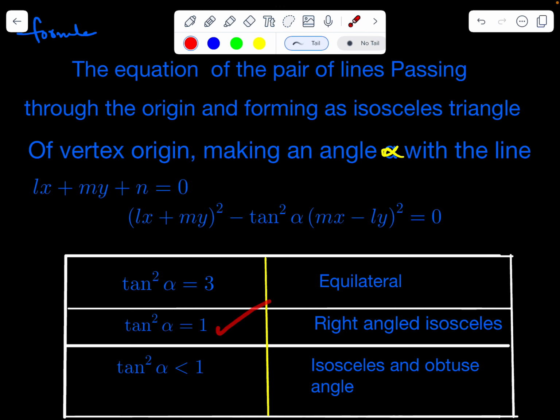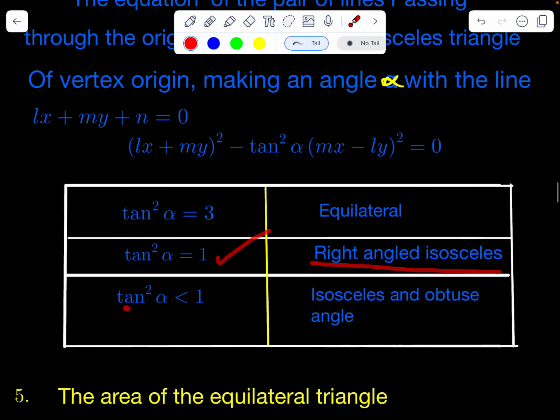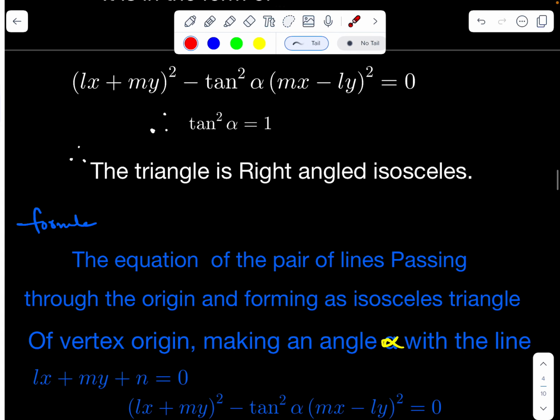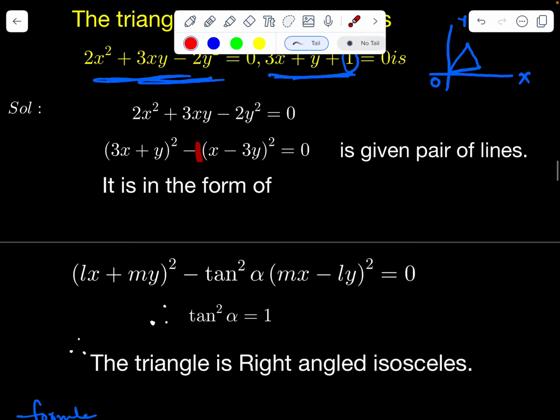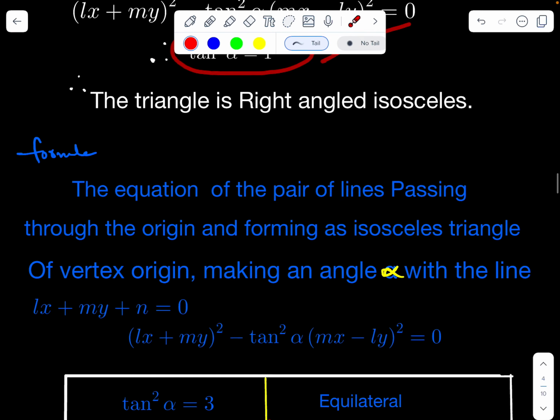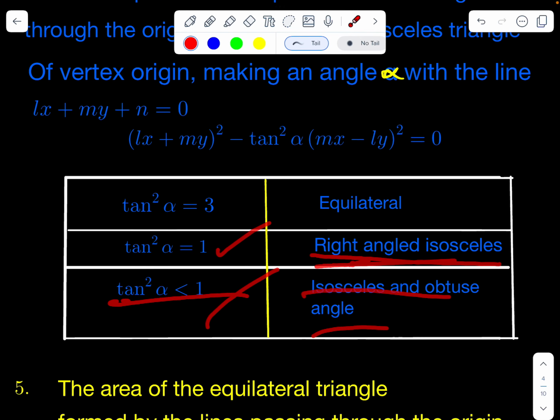Tan square alpha is equal to 1, right angle isosceles. Tan square alpha less than 1, isosceles and obtuse angle. Here observe the value of tan square alpha. Here this is replaced by 1. The value of tan square alpha is equal to 1. Therefore, the answer is right angle isosceles.